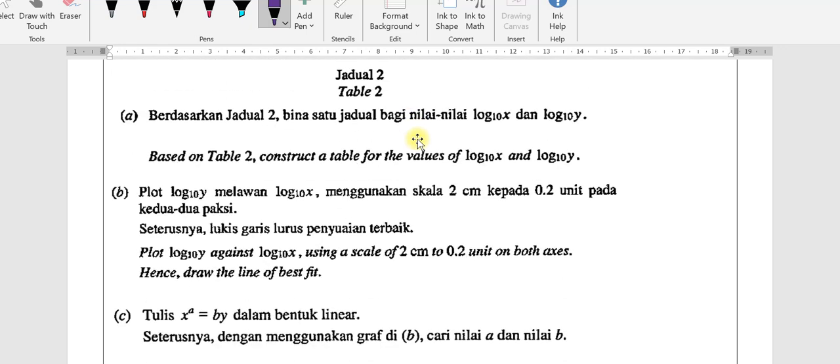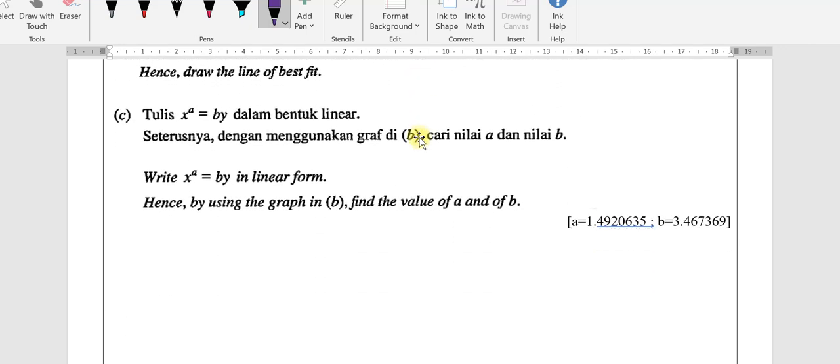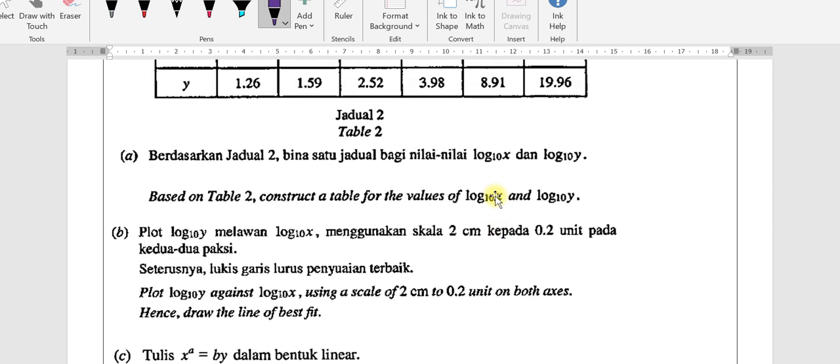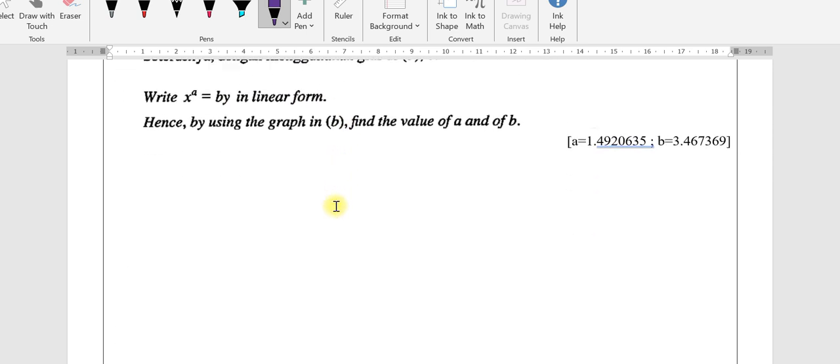Question number 3. Write the linear form, find the A and B. Okay, they are log 10y, log 10x. Huh? So x power A is equals to by. I write by is equal to x power A first because I want the y at the left hand side. So then y is equals to x power A over b. Add log at both sides.